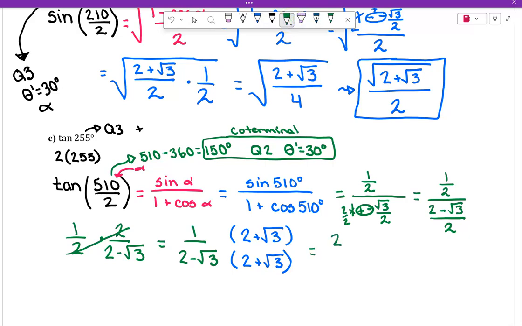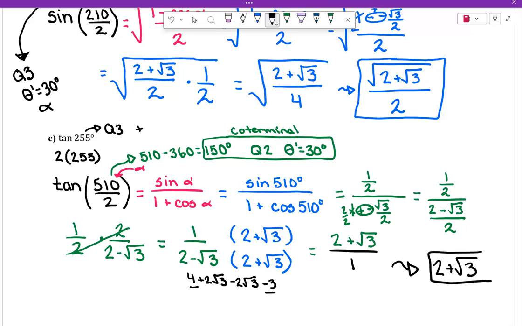So we're going to get 2 plus the square root of 3 on top over, now 2 times 2 is 4. 2 times square root of 3 is positive 2 square root of 3. 2 times negative square root of 3 is negative 2 square root of 3. And then square root of 3 times square root of 3 is just 3. So 4 minus 1, or 4 minus 3 is 1. Okay, so that means our answer is just 2 plus the square root of 3.